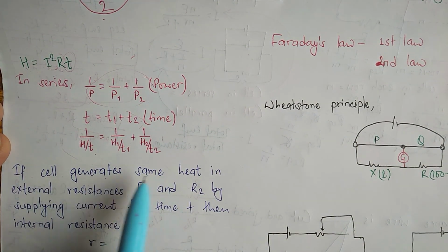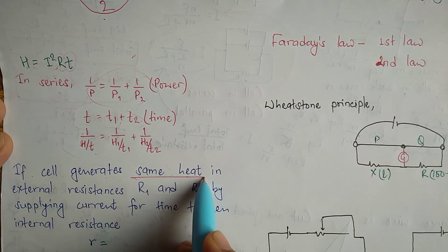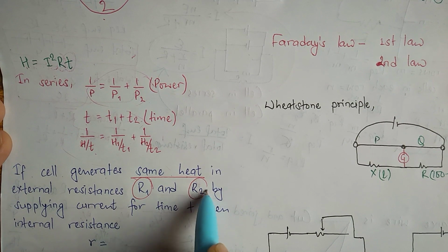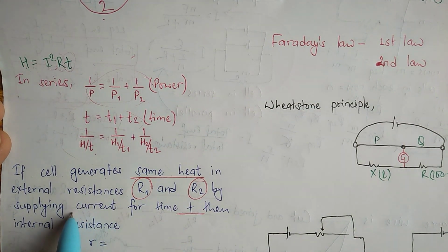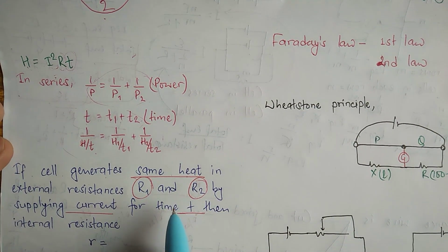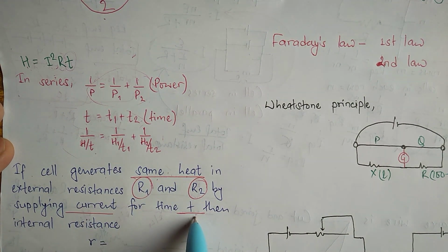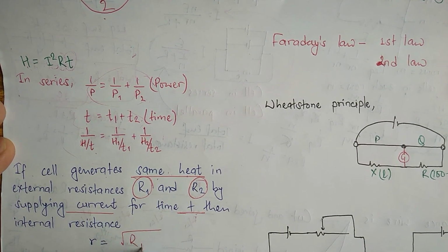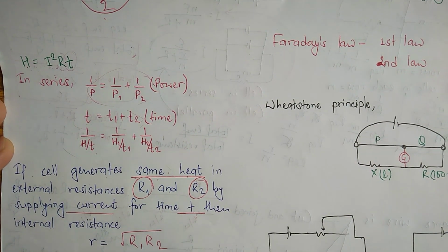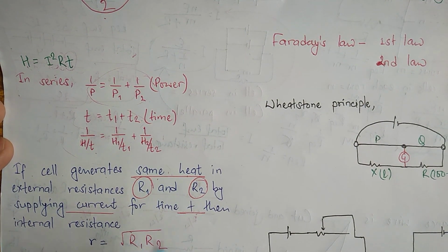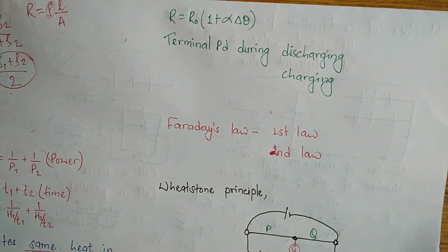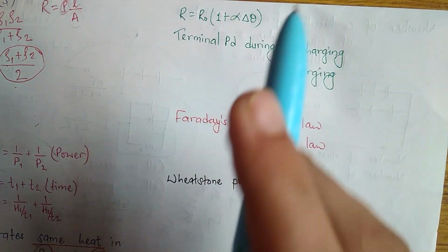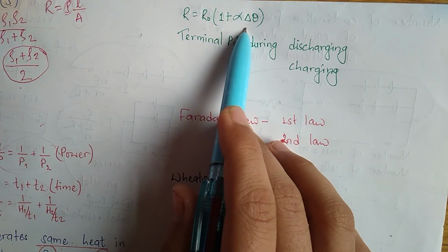If a cell generates same heat in an external resistance R1 and R2 by supplying current for time T, same current, same time, same heat, then the internal resistance will be root under R1 into R2. So now here R is equal to R0 into 1 plus alpha delta theta. This is one of the most popular relations.